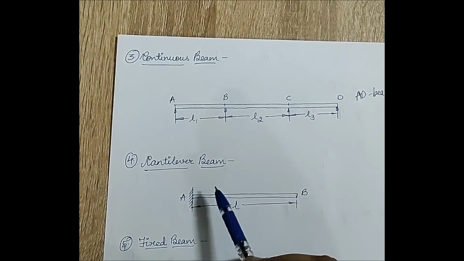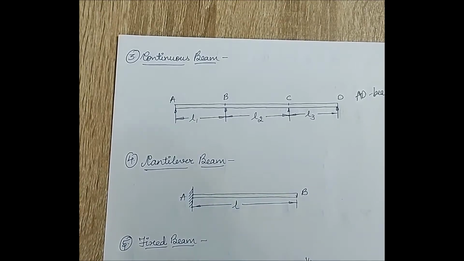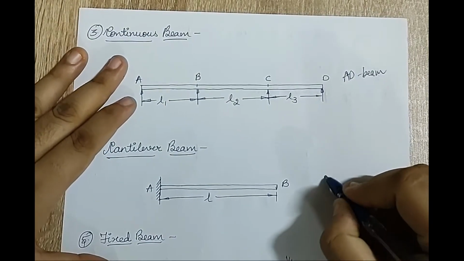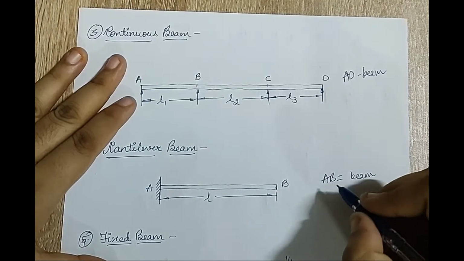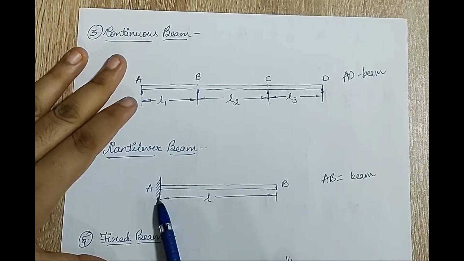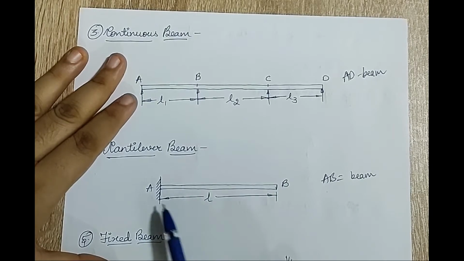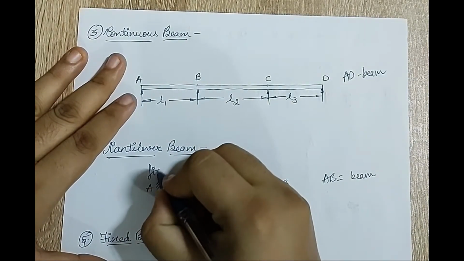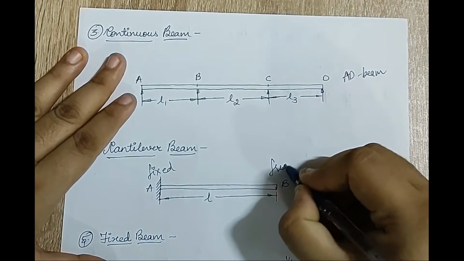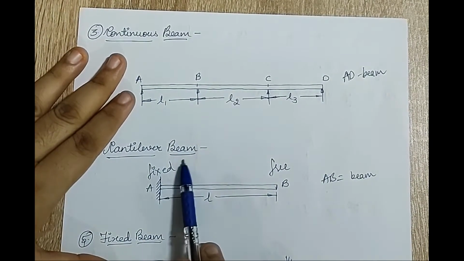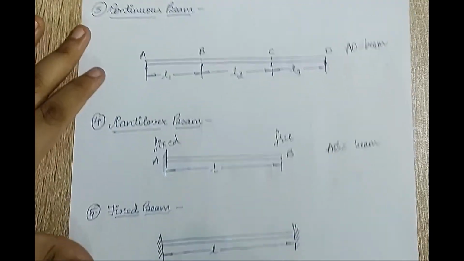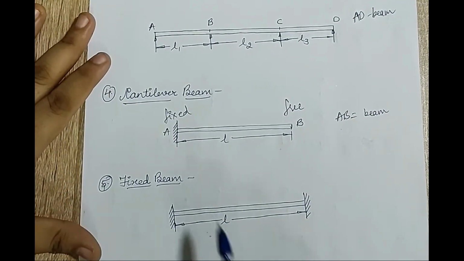The fourth type is called as cantilever beam. Here AB is the beam portion whose length is L. At end A you can see it is fixed and at B you can see it is free. So any beam which is fixed at an end and free at the other end is called as a cantilever beam. The fifth type is called as fixed beam.